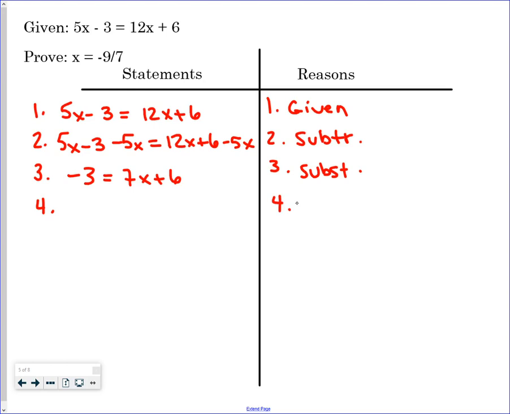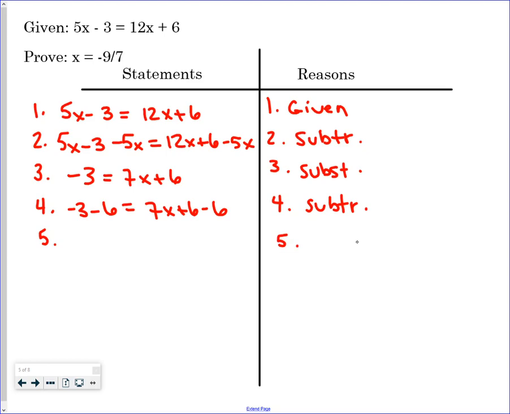Okay? What do I have to do next? Subtract the 6, right? Don't just shove it underneath. We don't do that on these. So negative 3 minus 6 equals 7x plus 6 minus 6. Okay? What did I do to both sides? I subtracted, so it's subtraction, right?